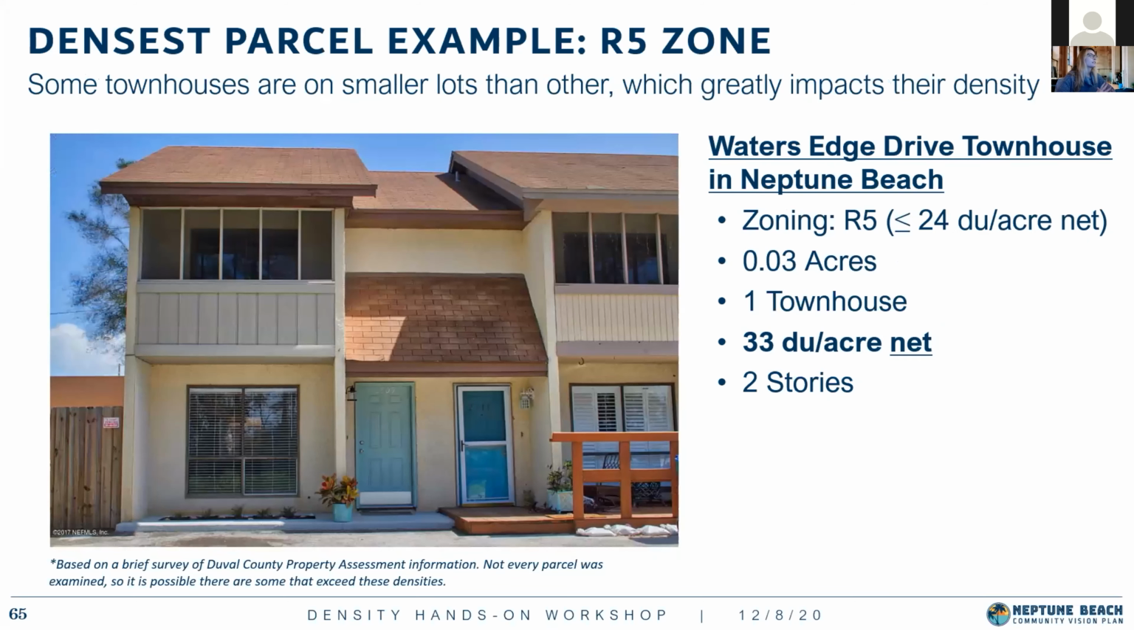And finally in the R5 zone, where you have some apartments, you also have some townhouses. This is a townhouse on Water's Edge Drive. Each of these townhouses actually has a slightly different sized lot, but the smallest lot is 0.03 acres. And so the townhouse on that small lot also achieves a density of 33 dwelling units to the acre.